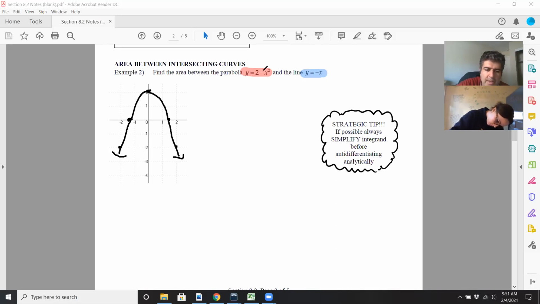So I was going to do it in red, didn't I? Let's do that again. All right, one more time.